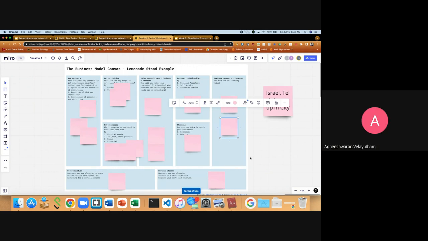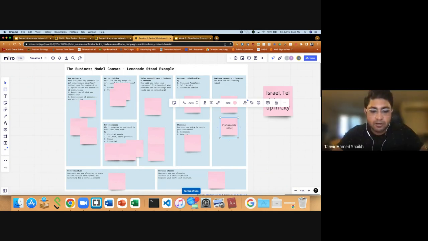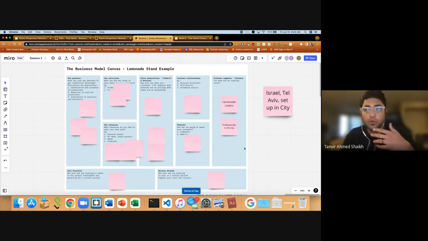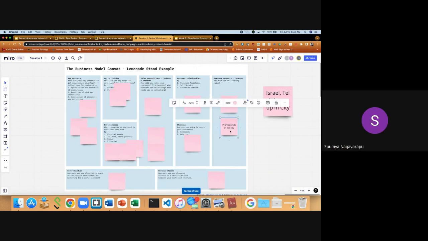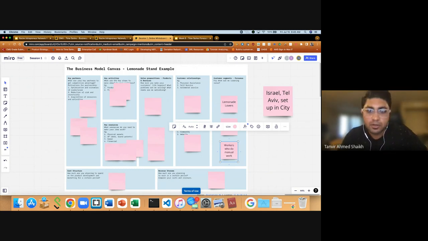The professionals who come out of work breaks during the summer lunch. Yes, professionals in the city who are coming into work, going out. Who else? Like the workers who physically, the people who do the manual work, right? Like, you know, are stressed out or... Yes, manual workers, say construction workers, let me put that in here.